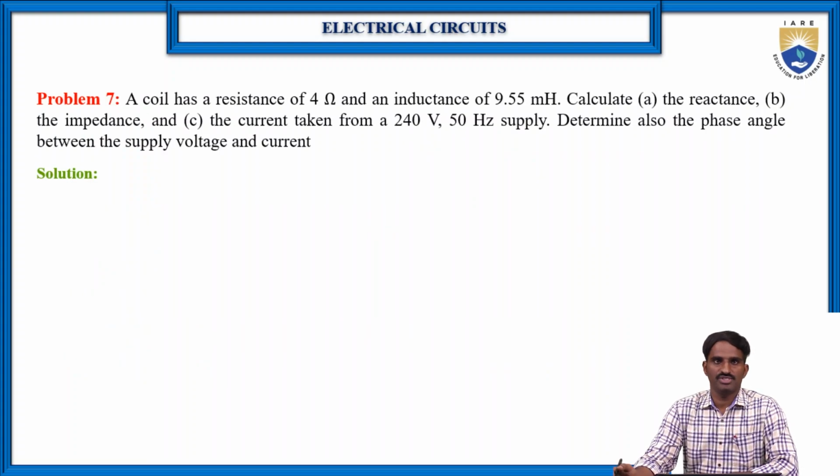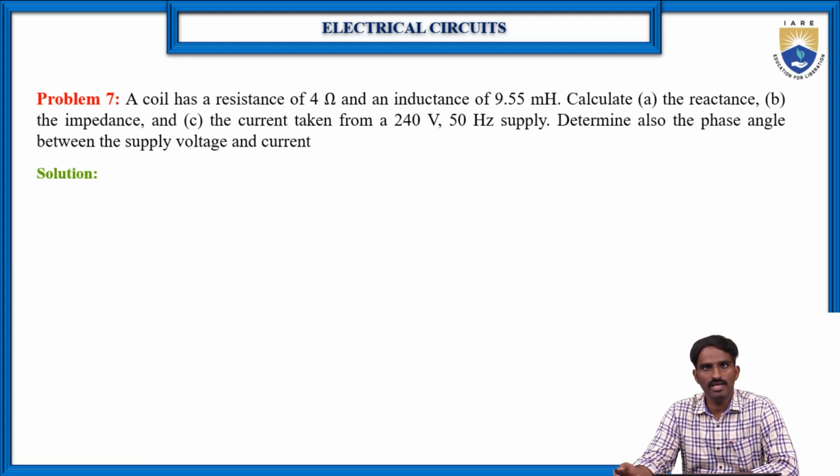Then coming to problem 7. A coil has a resistance of 4 ohms and an inductance of 9.55 millihenries. Calculate first the reactance, second the impedance, and third the current taken from a 240 volt, 50 Hz supply. Determine also the phase angle between the supply voltage and current, right? So this is also very simple.